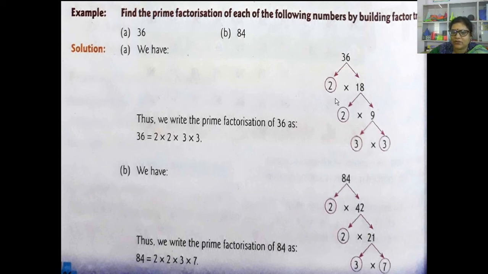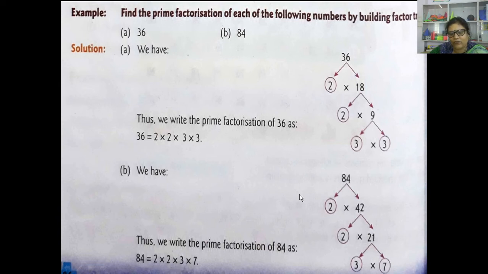So I have circled all the prime numbers and we are writing the prime factors as 2 multiplied by 2 multiplied by 3 multiplied by 3. When we are multiplying all these four factors, then our answer is 36.